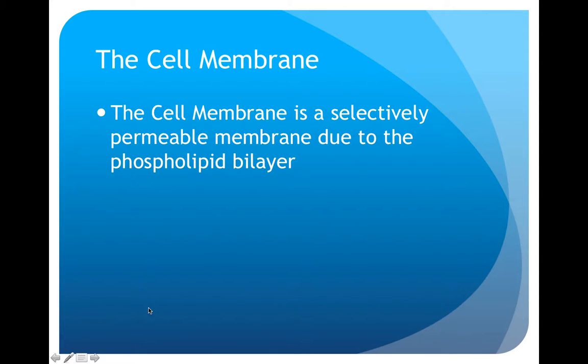So the cell membrane is selectively permeable due to the phospholipid bilayer. What do you think selectively permeable means? First thing is, what does permeable mean? Permeable means that something can go through the membrane. Now, what does selectively mean? Selectively means that the membrane chooses. So the membrane chooses what can go through. Selectively permeable.